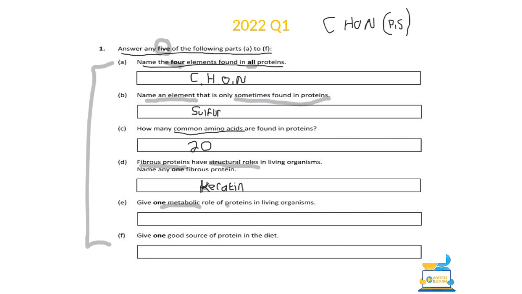One metabolic role of proteins, again, question is associated with proteins. So metabolic role, how does protein play a role in some sort of bodily process that happens within our bodies? There's a few different answers we can give here, and hopefully you're coming up with one of them. And the one I always stick with is enzymes. Enzymes control metabolism. They're catalysts that speed up the rate of reaction, and they are made of protein.